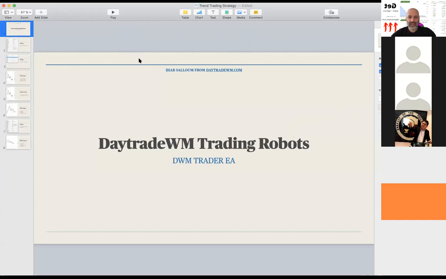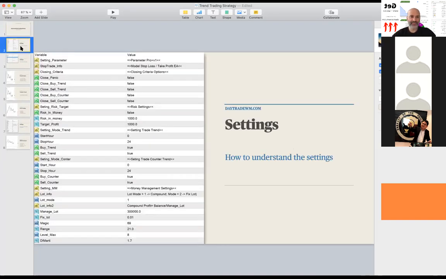Now, concerning the settings, a lot of people ask me how the settings work. So we will just go into the settings, try to explain everything related to the settings, and then we will also go over some illustrations about the trending and the counter trending examples. Okay, so first with the settings. As you can see here, you have a list of settings which you can see in the inputs of the software. Now, most of the settings are self-explanatory, but I will explain them all anyway.